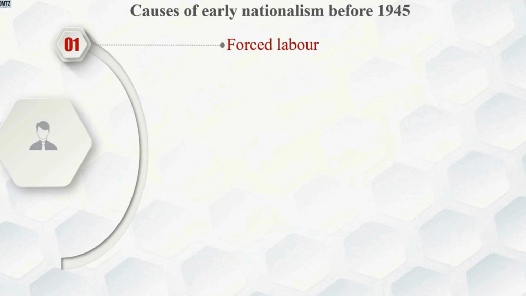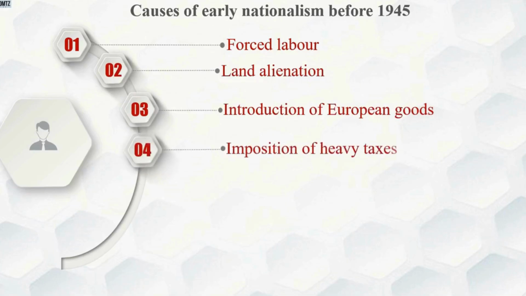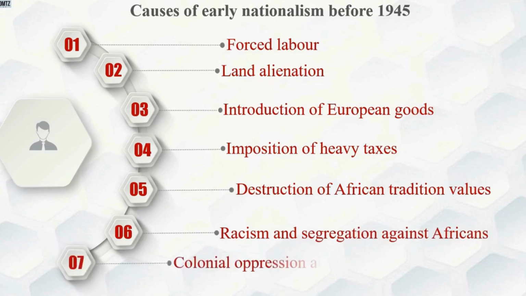So: forced labor, land alienation, introduction of European goods, imposition of heavy taxes, destruction of African traditional values, racism and segregation against Africans, and colonial oppression and injustice. All of these were some of the actions done by Europeans to Africans and made Africans say enough is enough, we want our political independence.